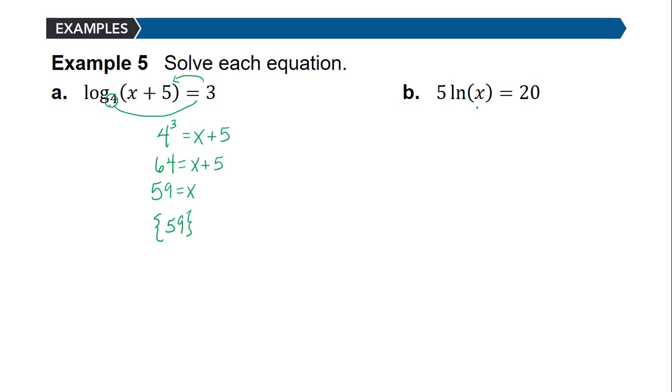B is 5 times the natural log of x equals 20. So I need to isolate this natural log by dividing each side by 5. And so I get natural log of x is equal to 4. And now I need to convert this to its equivalent exponential form. I need to recall that my base of natural log is really understood to be e. So I'm saying e to the 4 is equal to x. And that is my precise solution. If you wanted to use your calculator to figure out what e to the 4 is, you could actually do that. But I'm just going to leave it in this form, e to the 4.